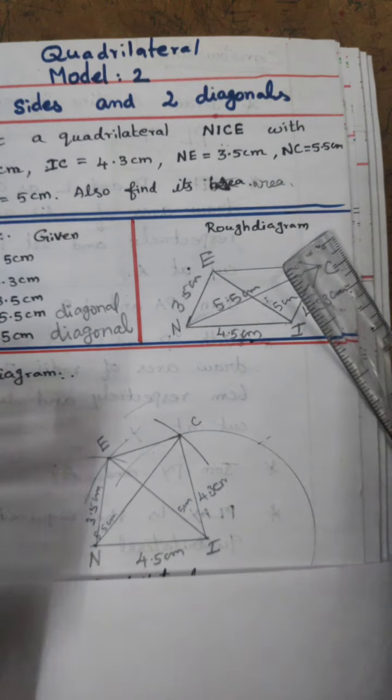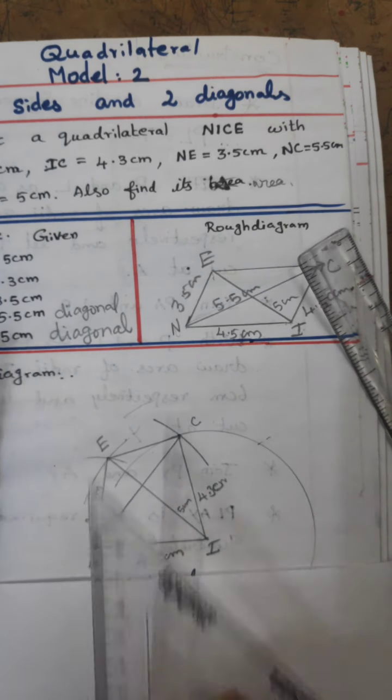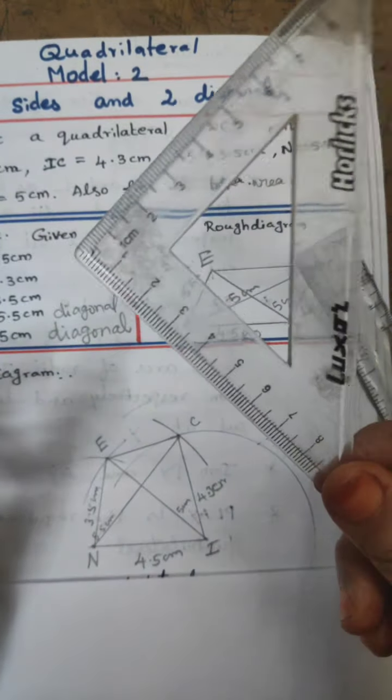Next work is, what is the work? You find the height. So to find the height, which one is a must need? 1 set square. In your geometry box there are 2 set squares. Select any 1 set square and write it.